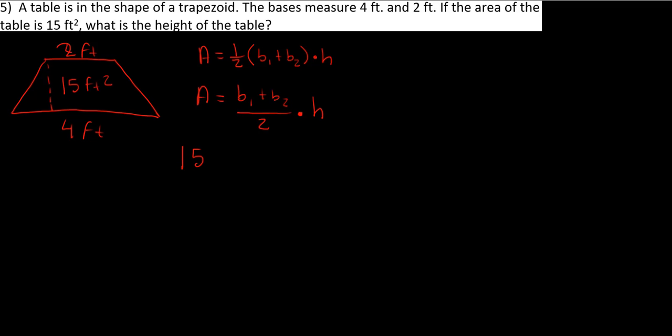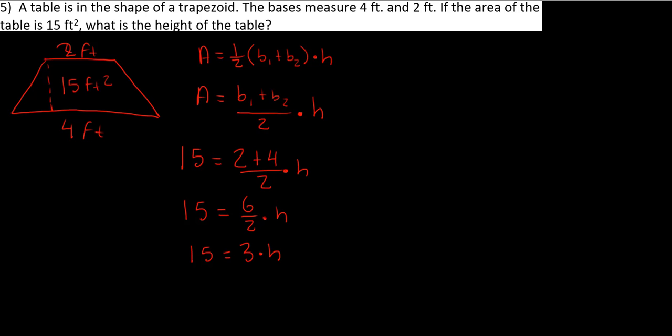So I know 15 is my area. I know that base 1 is 2, and base 2 is going to be 4. And I'm going to divide that by 2 and multiply by my height. So I could do what's on the inside. I just can't mess around with the h yet. Okay? So I'm going to go ahead and simplify this. 15 is going to be equal to 6 over 2 times h, and then let me simplify one more time. 15 is equal to 3 times h.